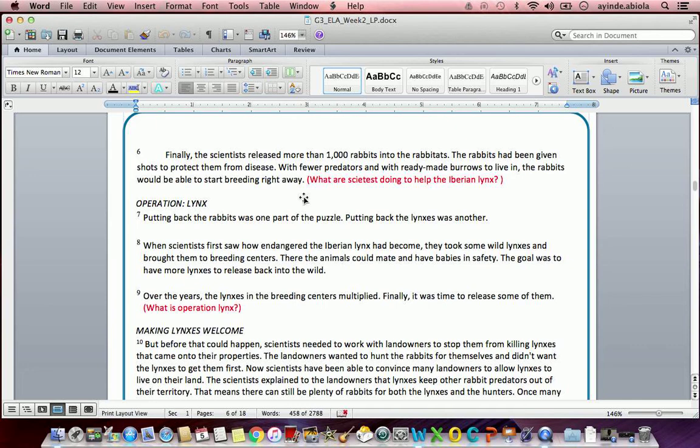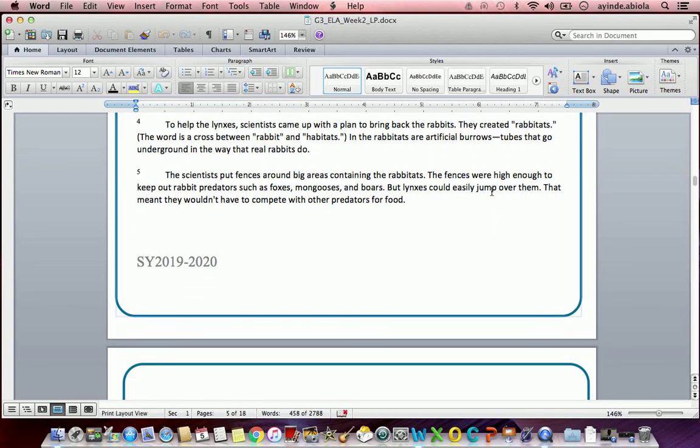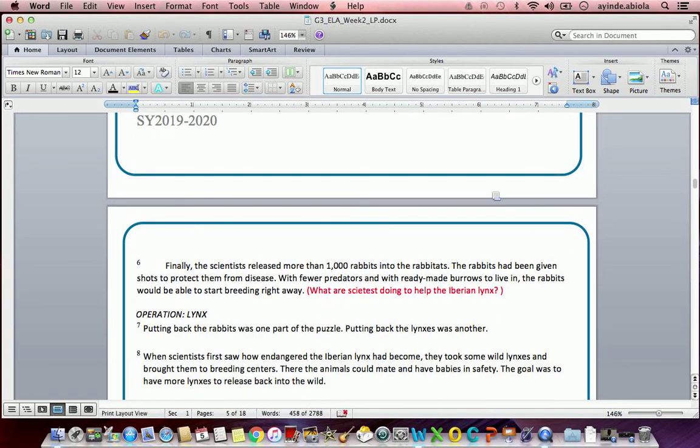My question here is, what are scientists doing to help the Iberian lynx? Again, I want you to think about the last 3 paragraphs we read. Think about what they're doing. Just give me one example of what scientists are doing to help the lynx.